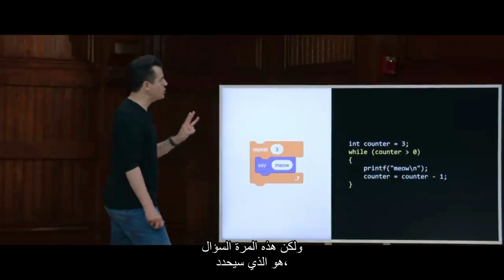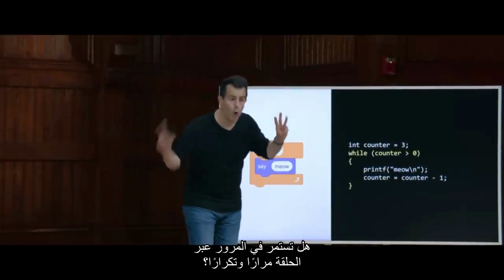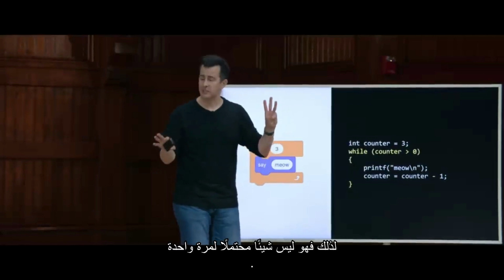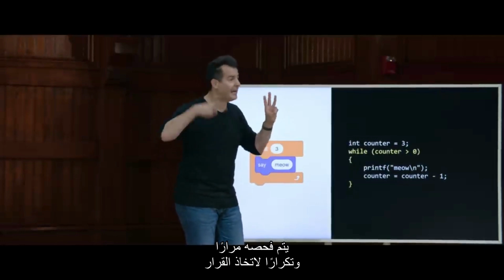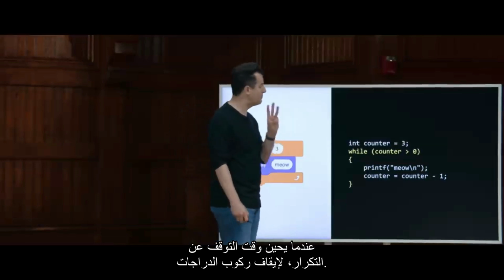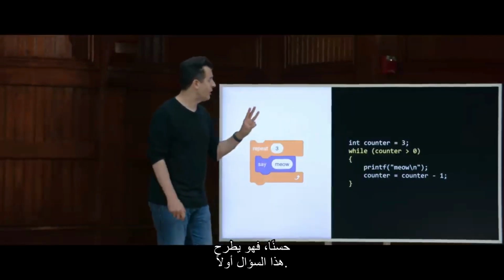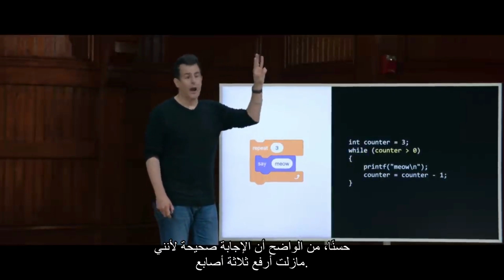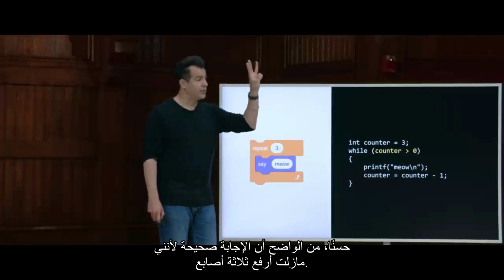But this time, the question is going to determine whether you keep going through the loop again and again and again. So it's not a one-time thing, potentially. It is checked again and again to decide when it is time to stop looping, to stop cycling. All right, so it's asking this question first. Is counter greater than 0? Obviously, the answer is true, because I'm still holding up 3 fingers.